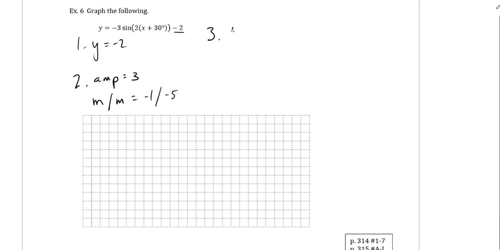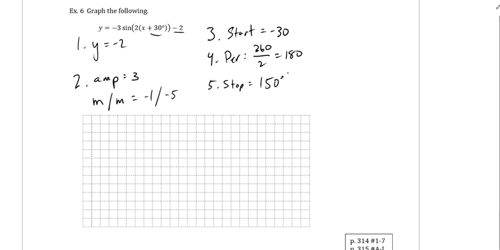Question 3, the start, is my phase shift. It's negative 30. Question 4 is my period. It's 360 divided by the K value, which in this case is 2, so it's 180. And my stop is negative 30 plus 180, which is 150. So I need to make sure that my graph goes all the way from negative 30 to 150.